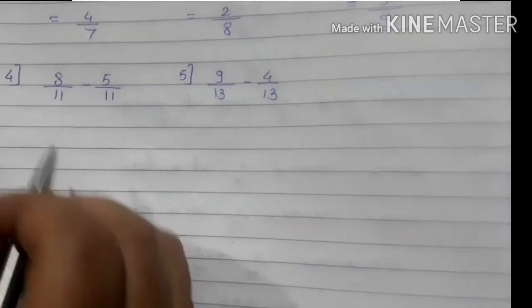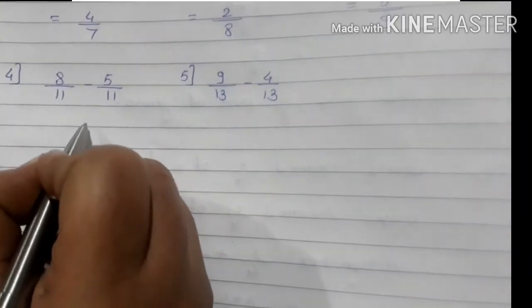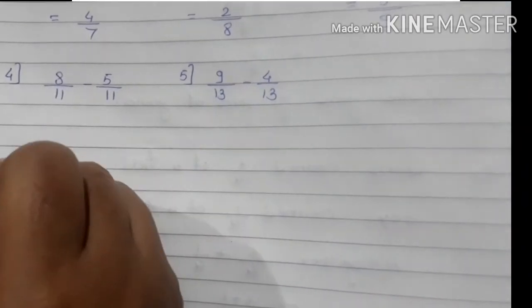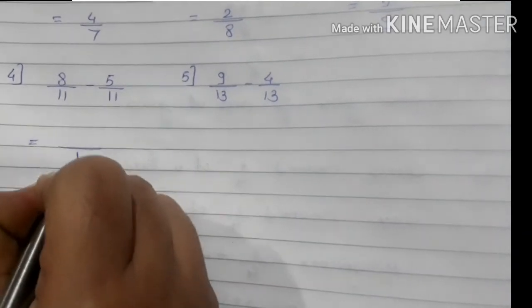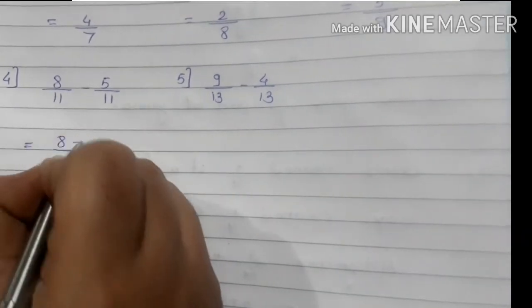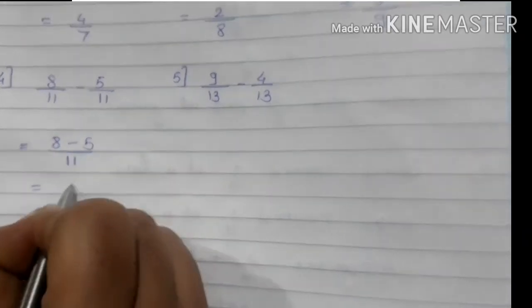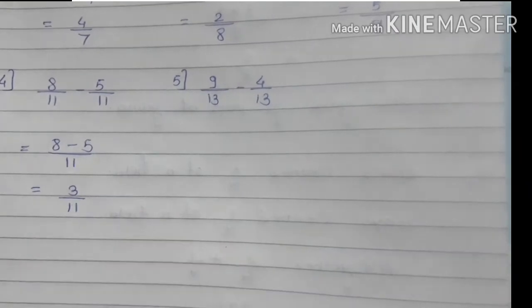See the fourth one. 8 upon 11 minus 5 upon 11. Observe the denominator. Both are same? Yes. So write it one time. 11 and 8 minus 5. 8 minus 5 is 3. So the answer is 3 upon 11.